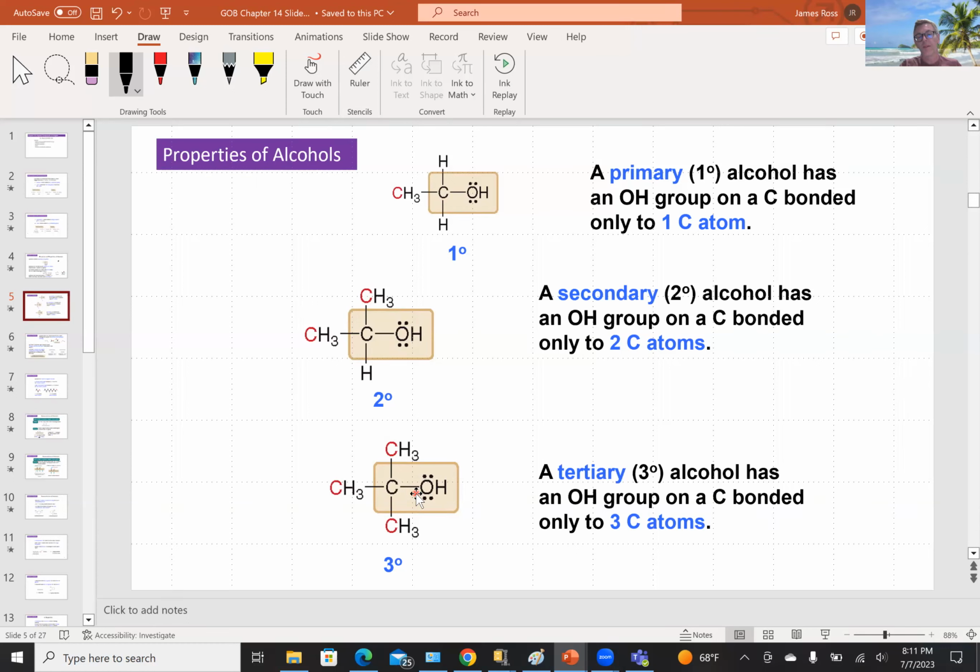Clearly, we've exhausted the list because you can only have 4 bonds around carbon, and the fourth spot is occupied by the alcohol group itself. So the maximum carbons you can have on the alcoholic carbon is 3. So you have 1, 2, and 3, or primary, secondary, and tertiary.